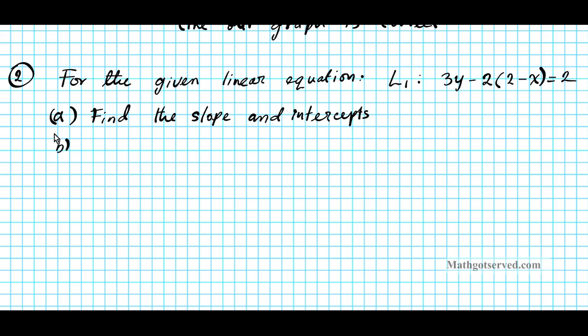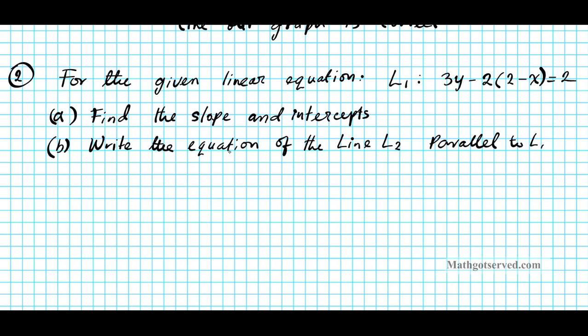And then for the b part, we're going to write the equation of the line L2. L2 is going to be parallel to L1, and goes through the point 3 comma 2.